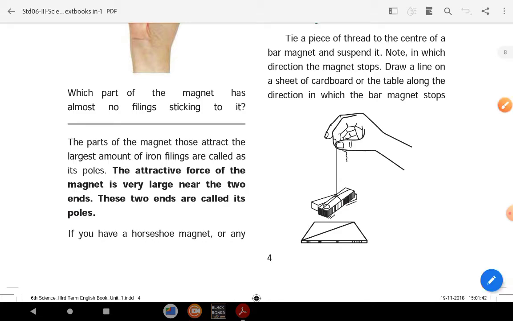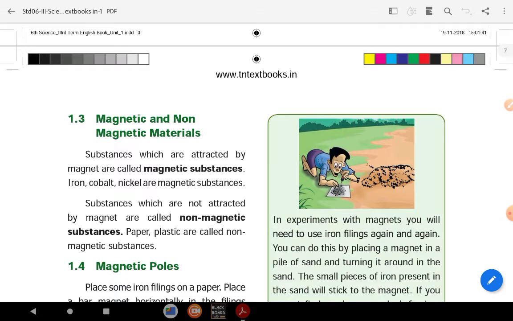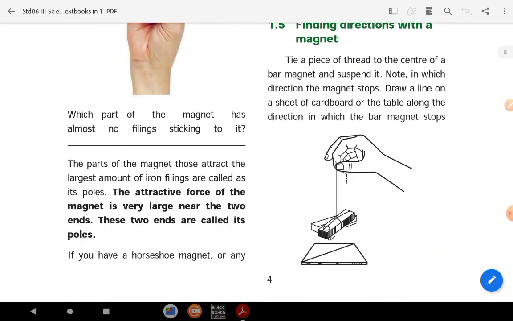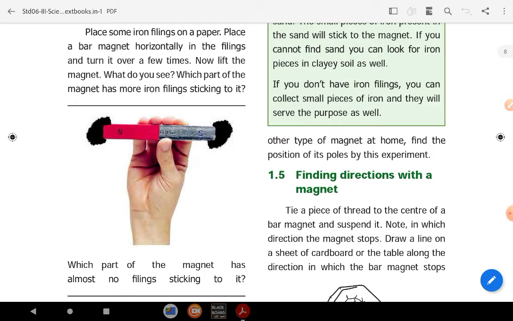If you have a horseshoe magnet or any other magnet, whichever magnet you have, you can test this. Okay, for any other type of magnet, find the position of its poles by this experiment. Do this experiment and find the poles.